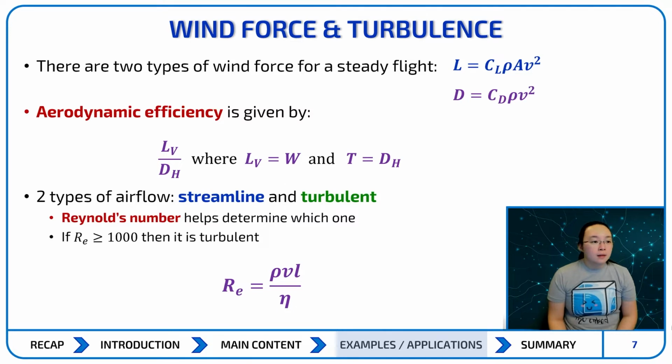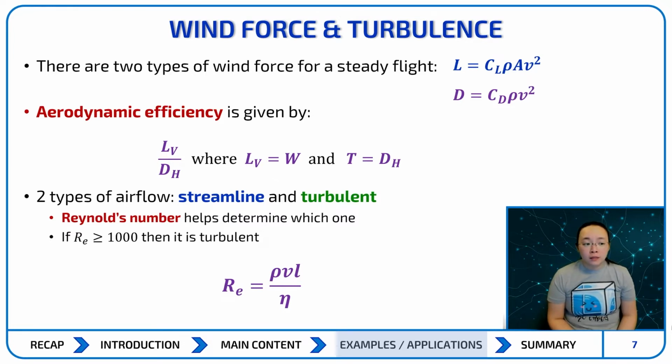So apart from just the general idea of what forces wind can provide, we also have to take a look at turbulence. Some of the equations we presented before included an equation for lift and an equation for drag. Because lift is a vertical force and drag is a horizontal force, if I ever want to figure out my aerodynamic efficiency, I divide the vertical component of lift by the horizontal component of drag. So that's just the efficiency of the system.